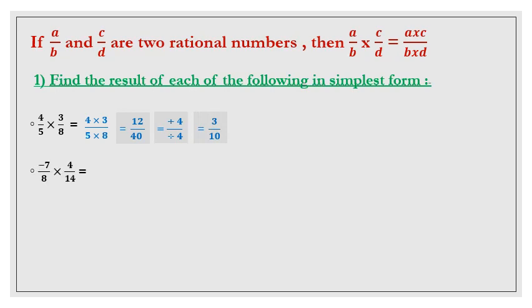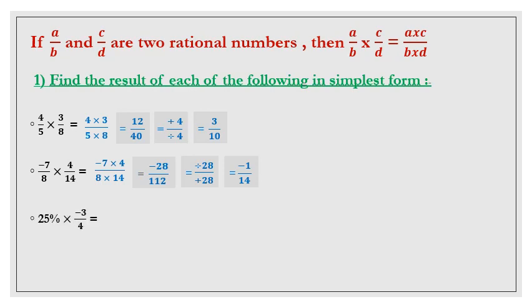Number 2, negative 7 over 8 by 4 over 14: multiplying numerator and multiplying denominator, then negative 7 by 4 over 8 by 14 equals negative 28 over 8 by 14, equals 112. Divisible by 28, divide 28 up and down. Then negative 28 becomes negative 1 and 112 becomes 4.